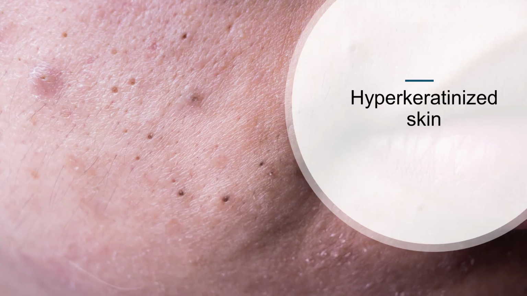A hyperkeratinized skin. Chemical peels have various different mechanisms of action. One of them is to dissolve the desmosome bonds between keratinocytes so that the cellular renewal of the skin is improved. This also stimulates the removal of damaged keratinocytes.